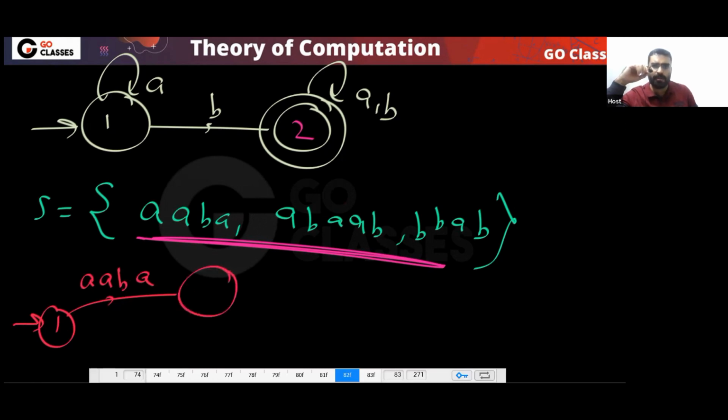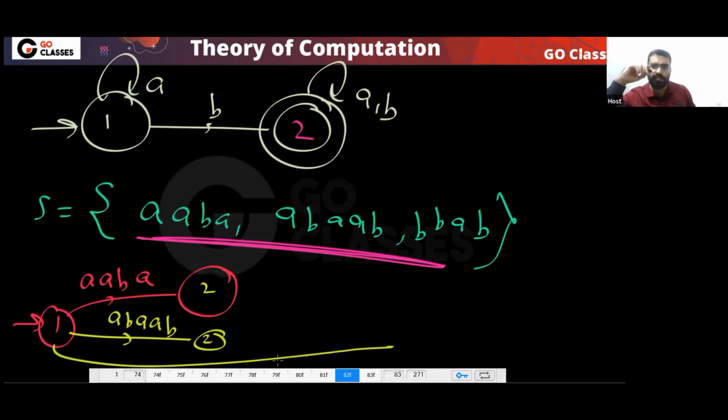Where is this going, tell me. Where is this going, A, B, A? It is going to state number 1. Where is this going, A, B, A, B? This is also going to state number 2.